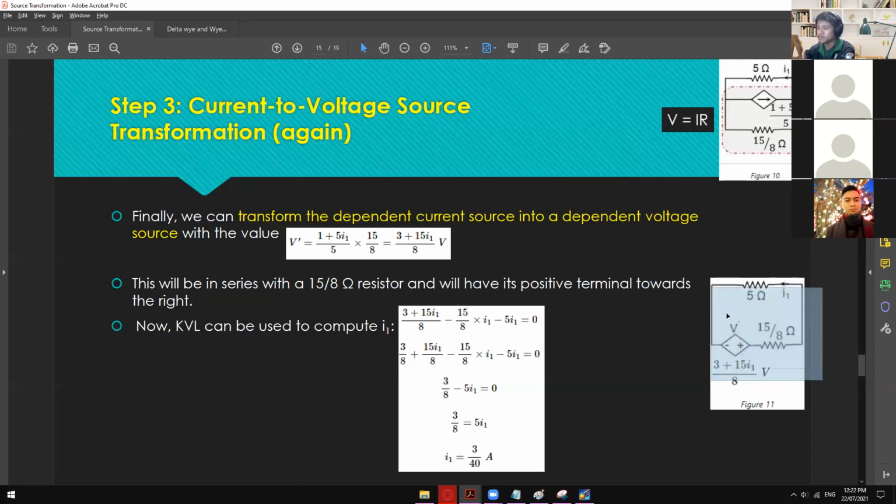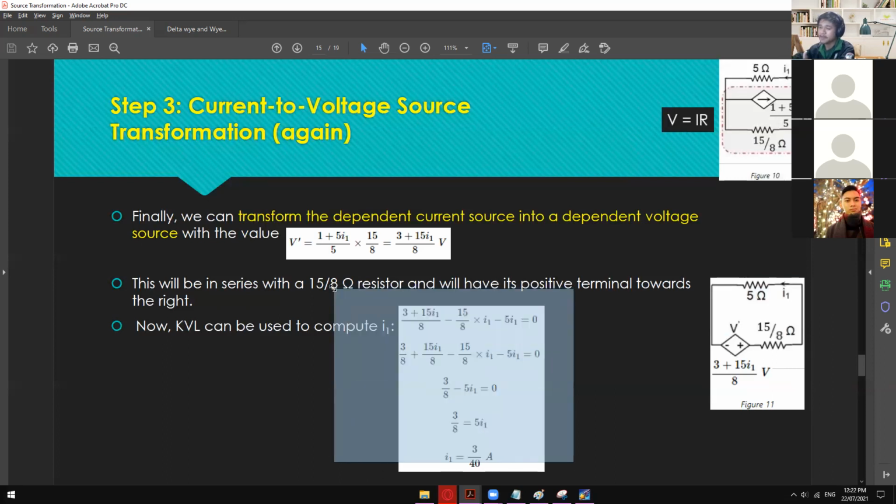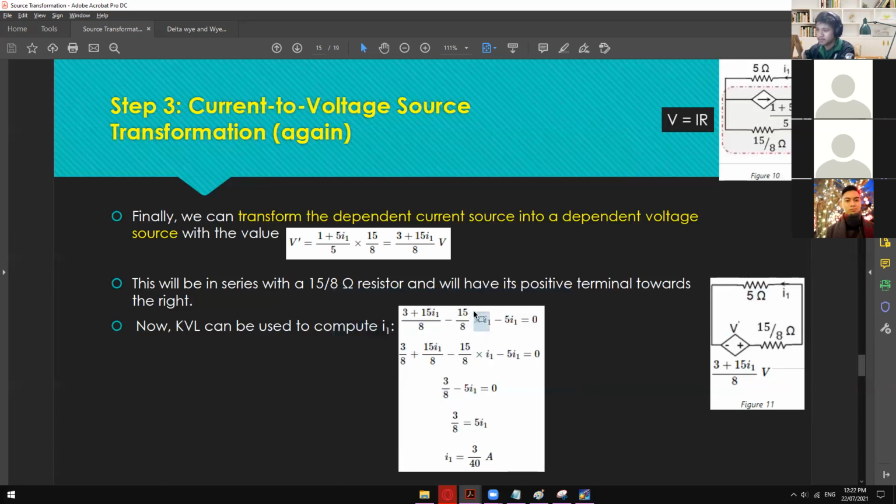Or the current of this one, since we have a dependent variable right here. So in order for us to eliminate this one, we're going to use KVL so that we can combine those I1 and then we have another negative 5 I1 right here. Okay, so we can just combine them as one current, and then we'll arrive with a single current right here. Ganun lang naman siya.